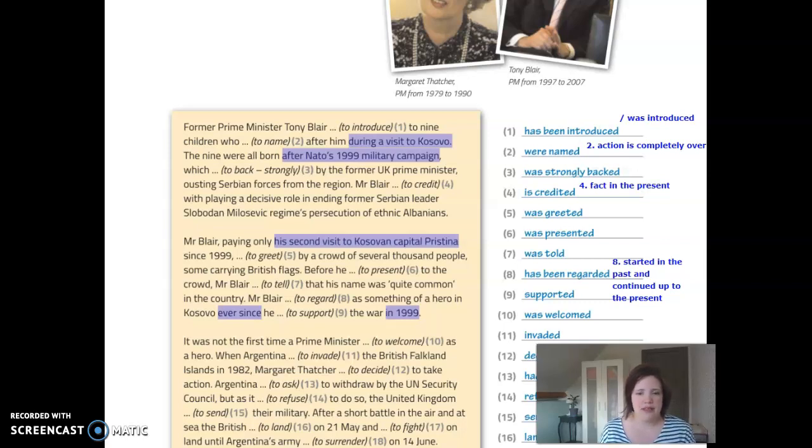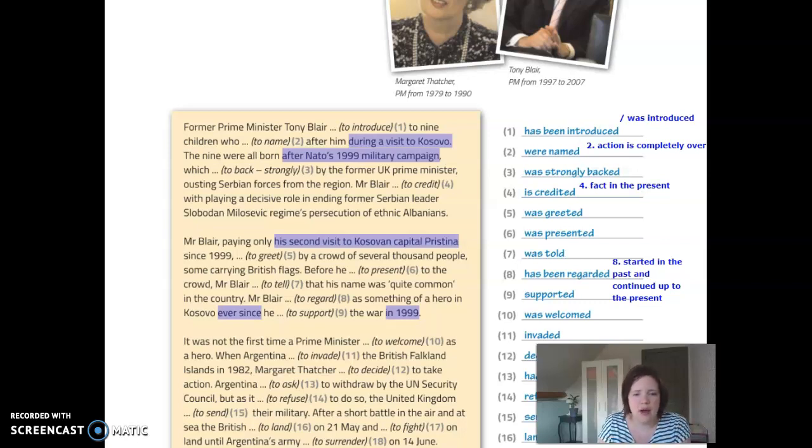Ever since he supported the war in 1999, he supported the war then. Action in the past, no link to the present. It's a clear, active sentence. The subject is he supported the war. It wasn't the first time a prime minister was welcomed as a hero. Fact about the past, no link to the present.